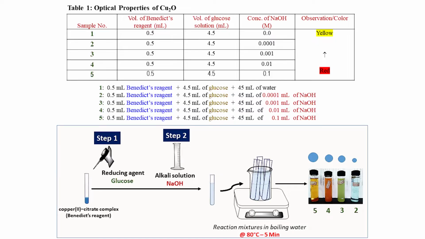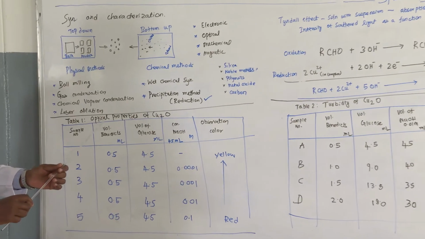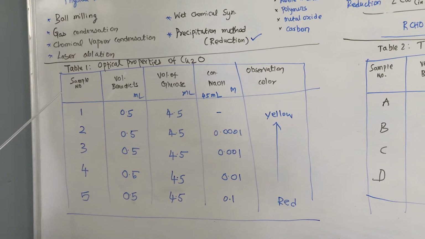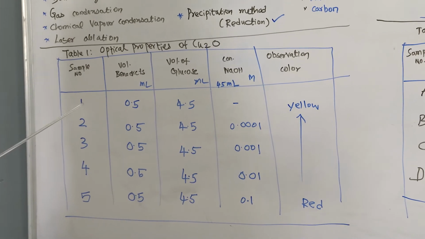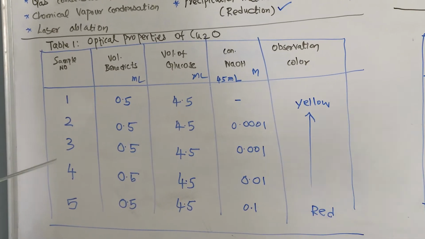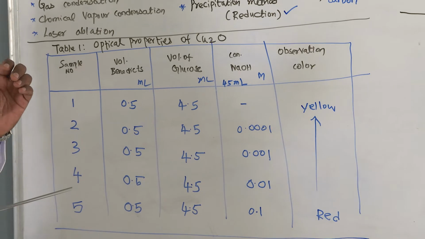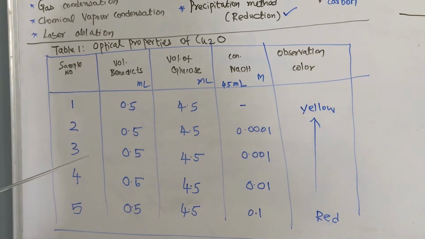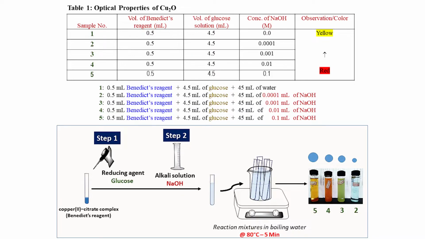The first part of the experiment is to measure the optical properties of the copper oxide. The interesting thing about nanoparticles is that whenever we change their size, they exhibit different colors. That is because of surface plasmon resonance. For example, a smaller size will show a different color, and a bigger size will show a different color. That is because of the amount of electron cloud present on the surface of the nanoparticles, which responds to the incident light.